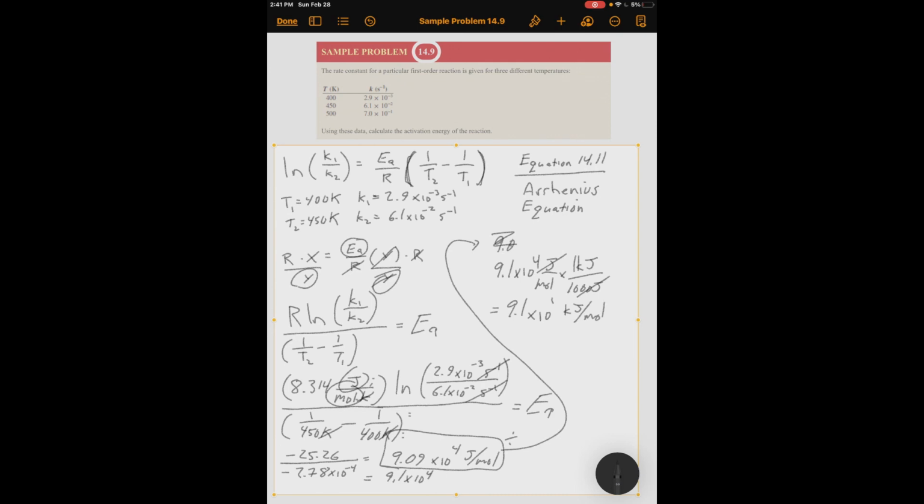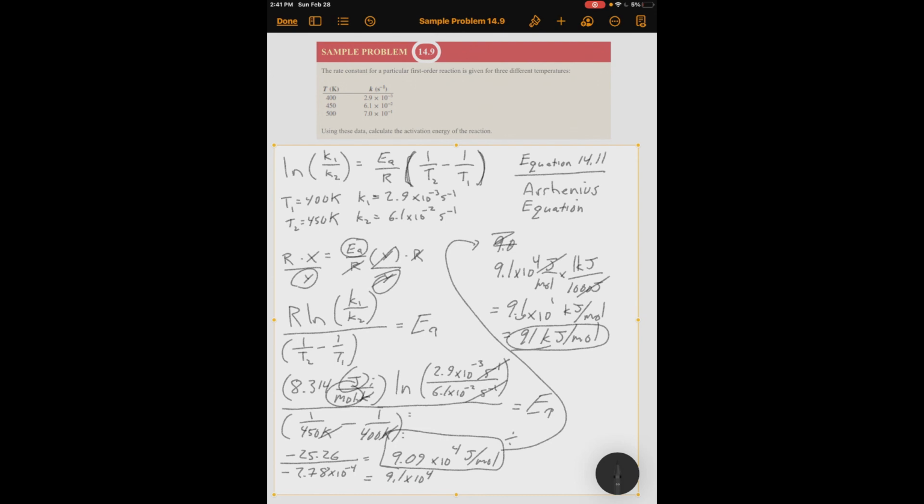Now typically when the exponent in the power of 10 is just a 1, we just go ahead and move it over 1 and make that 91 kilojoules per mole. So there you go. There's your activation energy. And that's typically the sort of value you see for these problems.